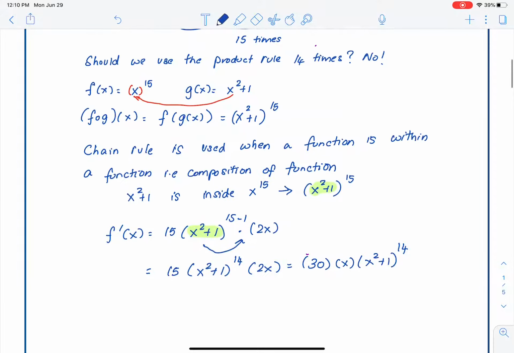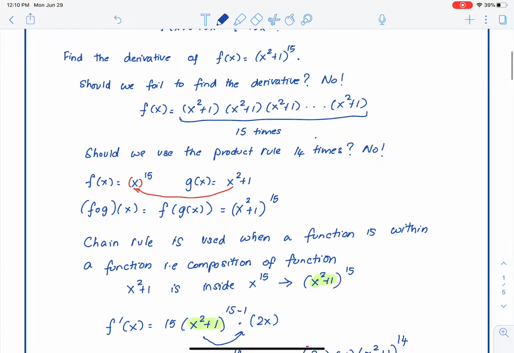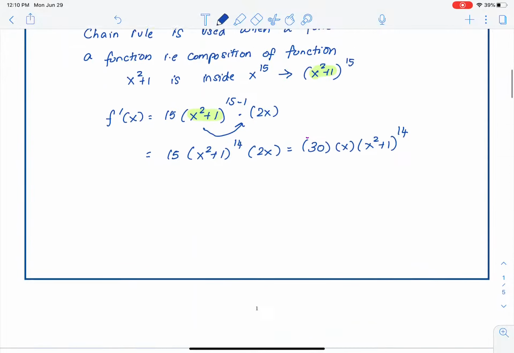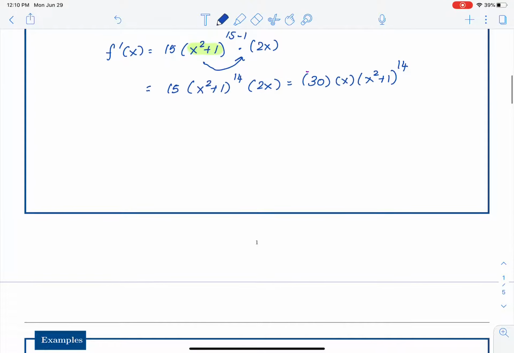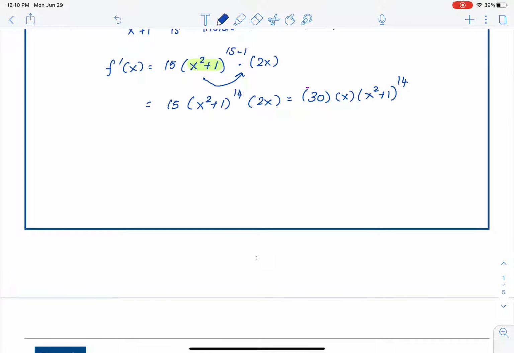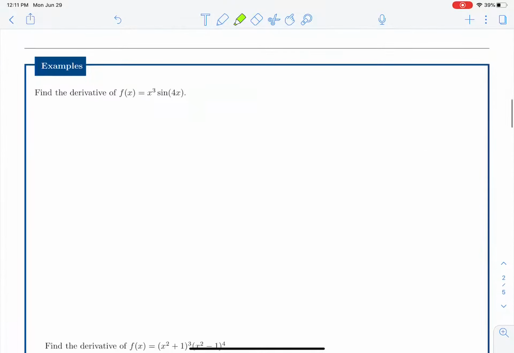So instead of doing product rule 14 times or foiling it 15 times, it is unnecessary. That is the answer. And that is the idea behind chain rule. We call it chain rule because it sort of goes in a chain, and if you have to take the derivative one more time, you would kind of recursively go as a chain, and hence the name chain rule.